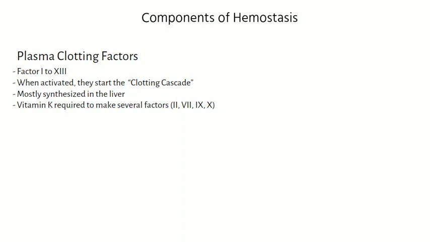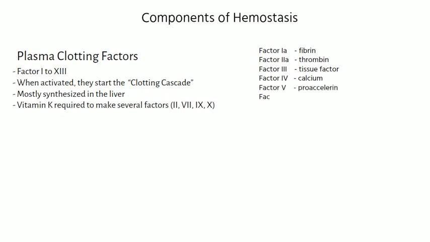Let's review the clotting factors. Factor 1A is fibrin. Factor 2A is thrombin. Factor 3 is tissue factor. Factor 4 is calcium. Factor 5 is proaccelerin. Factor 6, well, it turns out later, this was just factor 5 again.